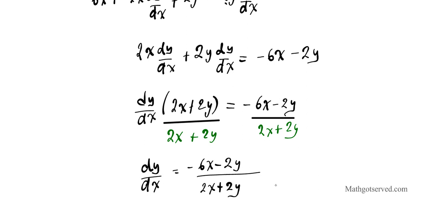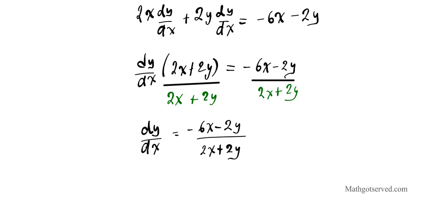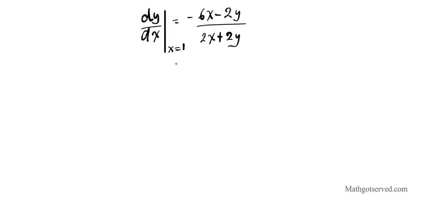All right, but in this problem, we are asked to evaluate this at x equals 1. But if you notice, this derivative is dependent on x and y. So we need to know the y value when x is 1 of the original function in order to evaluate this derivative at x equals 1. So how do we do that? Well, we have to substitute 1 into the original function, which is 3x squared plus 2xy plus y squared. We're going to plug in 1 for x and then isolate y.